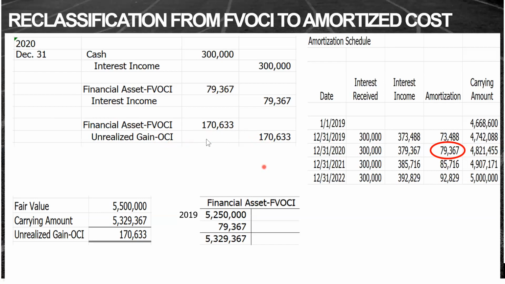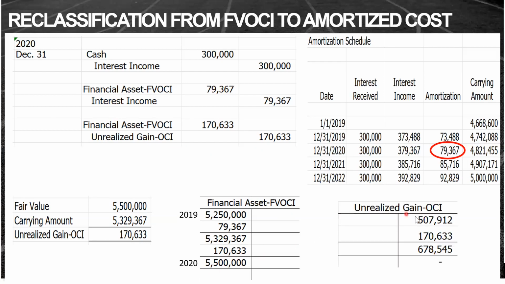So after that, of course, ito yung magiging itsura na yung ating financial asset FVOCI ay magkakaroon na ng ending balance na 5.5 million, which is equivalent to the fair value na na-mention sa problem. It's 110% based on the face amount. And your unrealized gain OCI will have a balance now of 678,545.